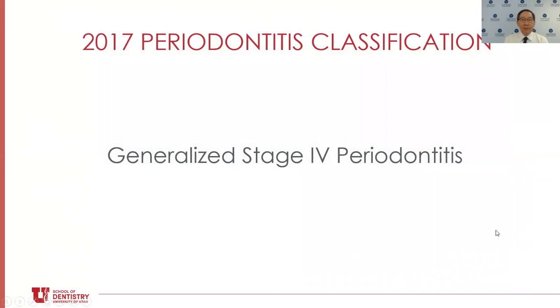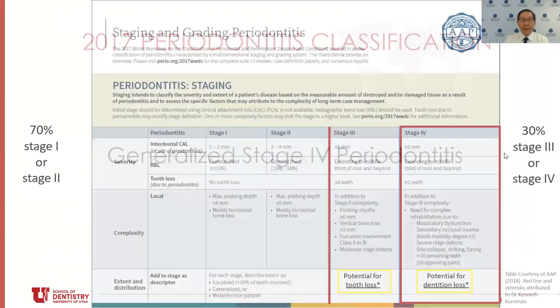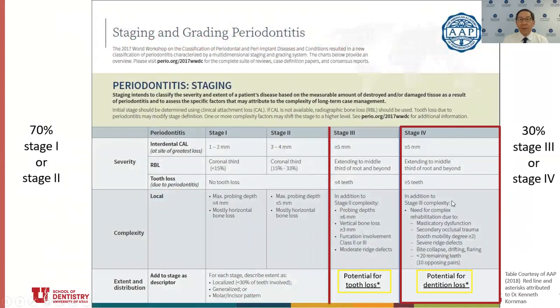Let's move to a generalized stage 4 periodontitis. This is, again, a severe periodontitis patient, sometimes called the terminal periodontitis, because of the potential to lose the dentition. So with a stage 4, again, it's a severe periodontitis patient.